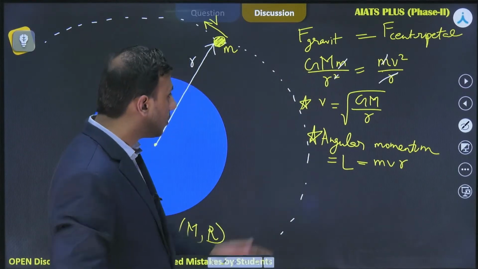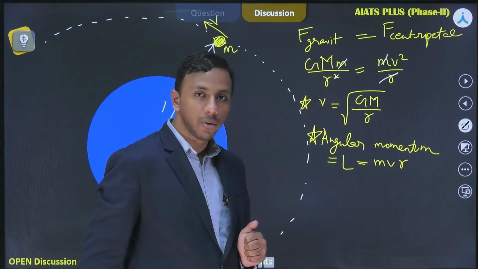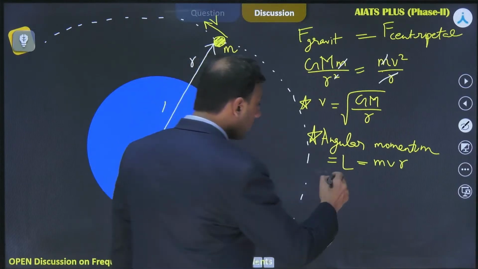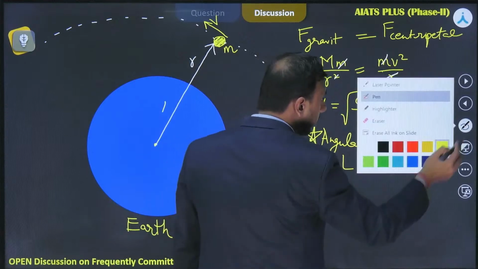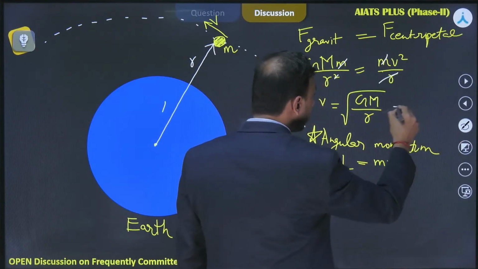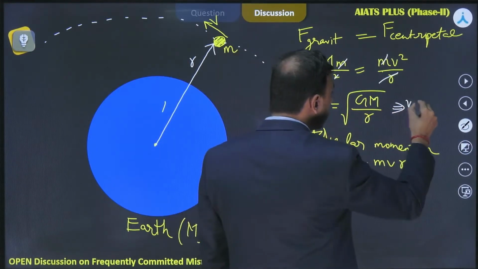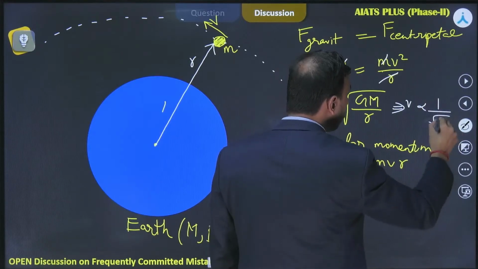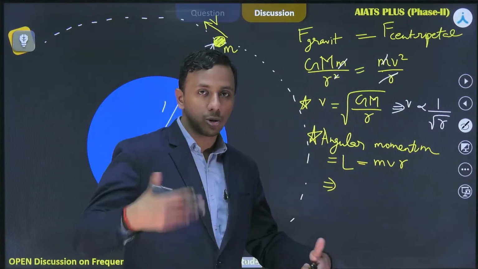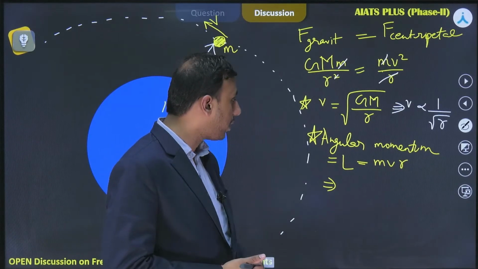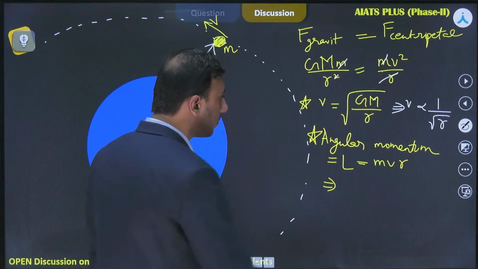So put the value of velocity over here. See what we are trying to do, see here carefully. Here I have proved that velocity is proportional to 1 by r. Here we are trying to find out L is proportional to what power of r. That's what we are trying to do. So put the value of velocity over here.